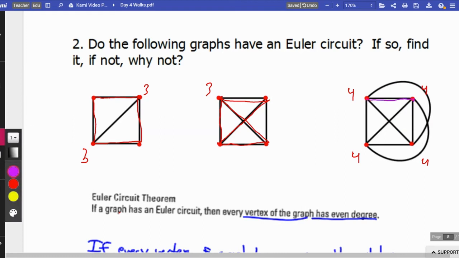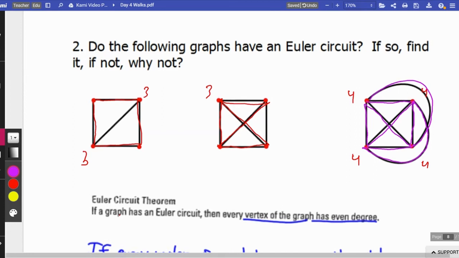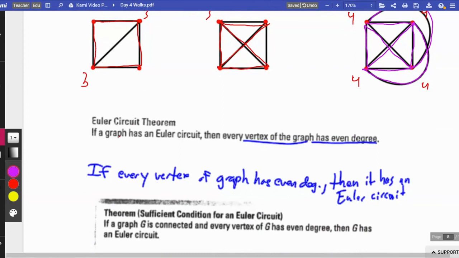So I went right, down, we went up, down, maybe I went over here. So I'm doing it a little bit differently, but I'm doing it. Notice that I only hit every edge once. I hit vertices different times, but it's an Euler circuit because I started and stopped right here. I only hit every edge exactly once. So that's what makes it an Euler circuit. Specifically, another way of writing this is that if every vertex of a graph has even degree, then it has an Euler circuit.